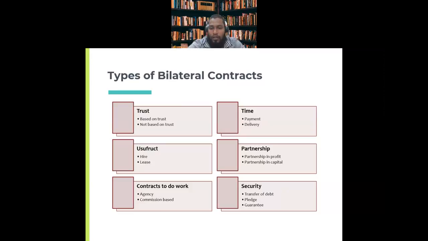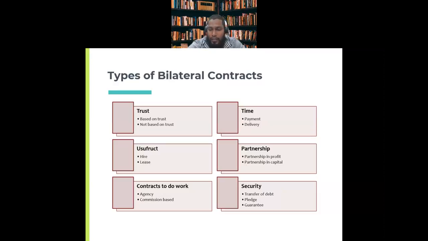And there are some contracts for safekeeping, which come under the security contracts, like wadiyah, and there is a transfer of debt, which is called al-hawala, and pledge, which is ar-rahnu, a very good example of a security contract. It is to keep something as a pledge in case the borrower cannot return, then the creditor can sell it off and get back.